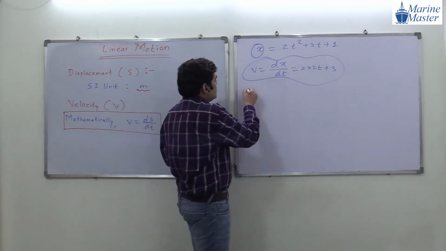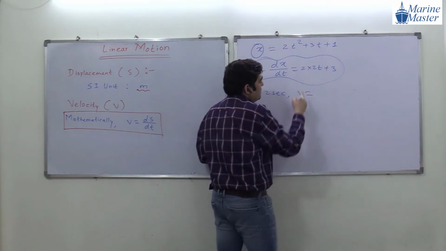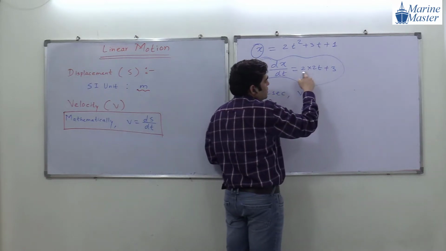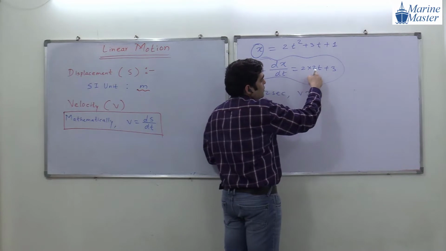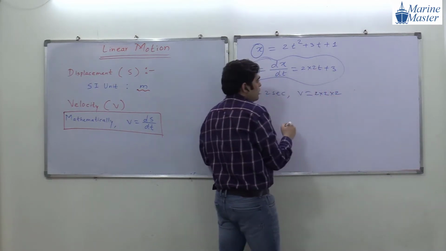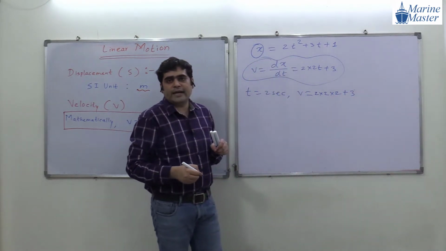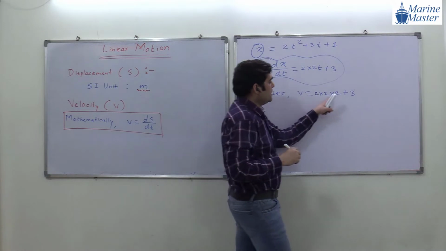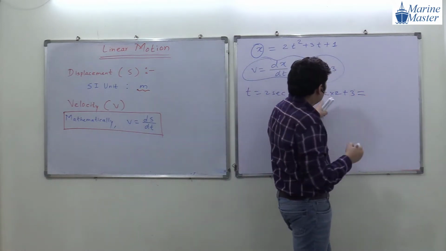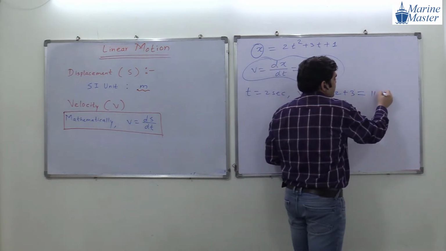Okay, if suppose time is equal to 2 seconds, so velocity will become what? 2 into 2, and instead of time, what will we put? 2. Okay, plus 3. Guys, are you getting my point? Try to see the scenario here. So what will be the velocity? 4 plus 8, 11 meter per second.